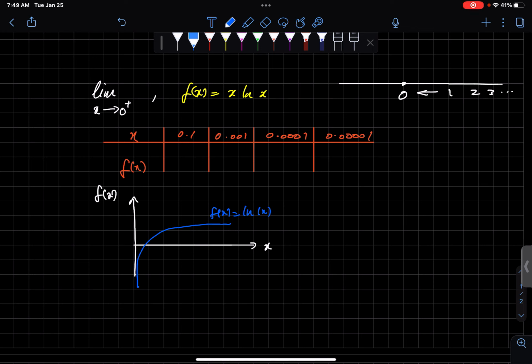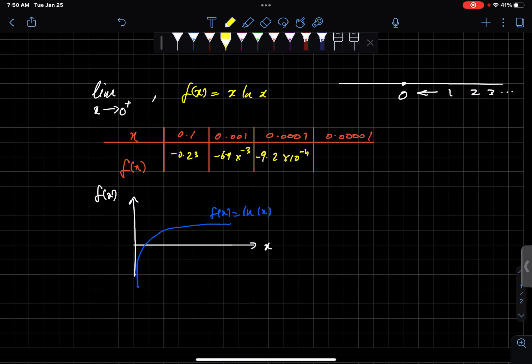So if you plug in ln of x at 0.1, the natural log of 0.1, we get something like minus 2 point something, and then we multiply that by 0.1 again, we get minus 0.23. If you plug in the natural log of 0.001 and multiply that by 0.001, you get something like minus 6.9 times 10 to the minus 3. Then we do the same thing again, natural log of 0.0001 times 0.0001. You get something like minus 9.2 times 10 to the minus 4.